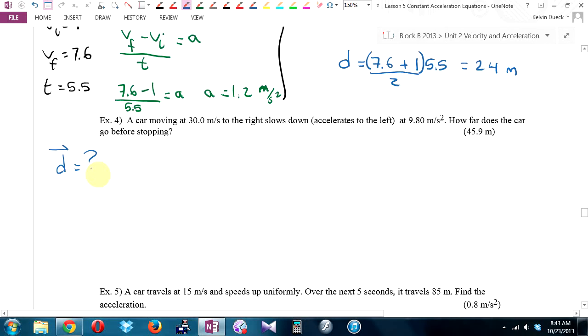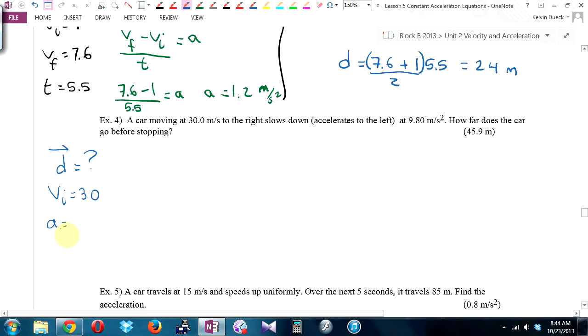I see a 30. What's that? I heard the word initial, but what initial? Okay, that's VI. What else do you see? Keep reading. I see an acceleration.